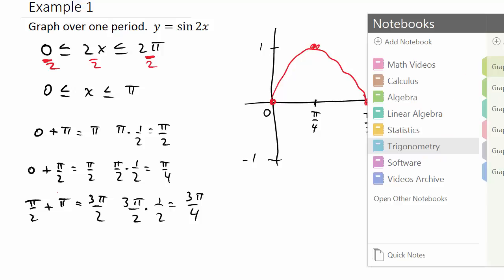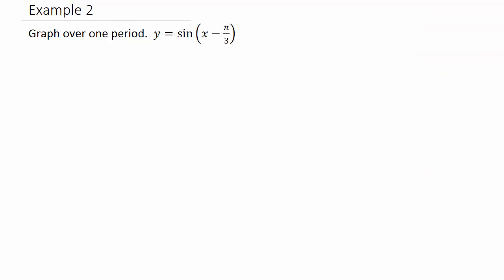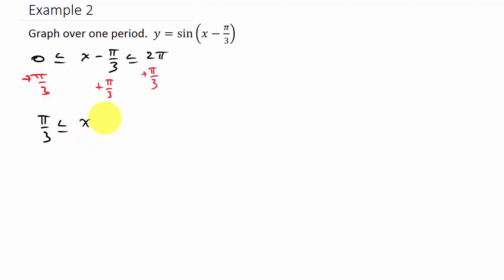Alright, let's take a look at another one. How about this one? Well, remember I told you, whatever you're taking the sine of, you want to put that between 0 and 2 pi and solve for x. So I'm going to add pi over 3 to everything. And so that's going to give us pi over 3 less than or equal to x less than or equal to 7 pi over 3.